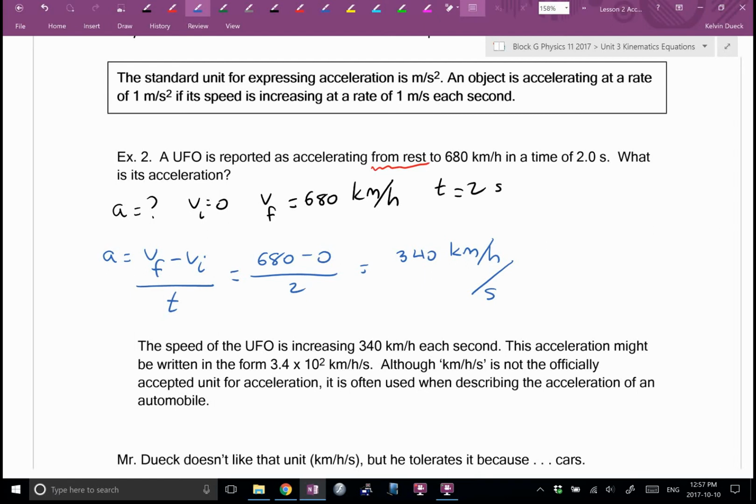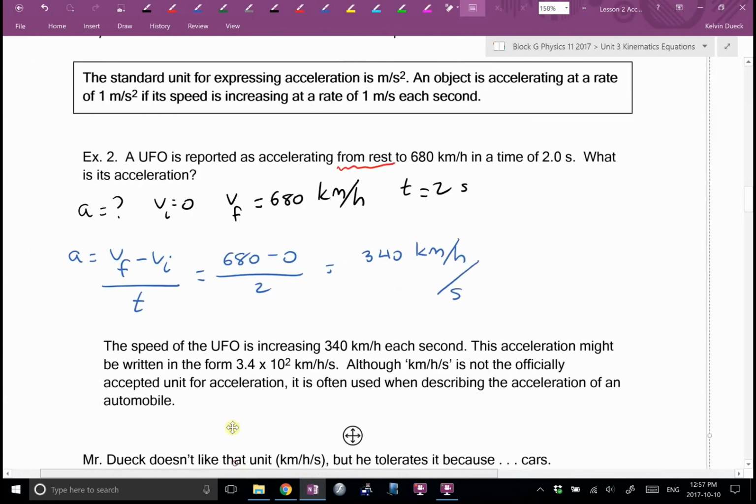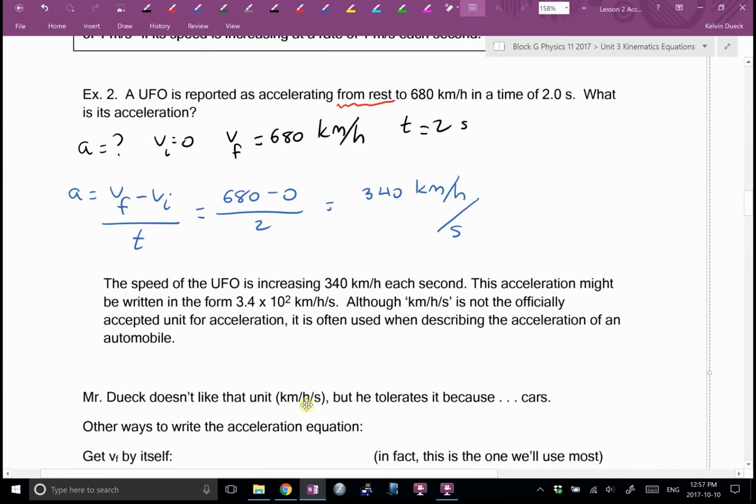Honestly, I wrote here, Mr. Dewitt doesn't like the unit kilometers per hour per second, but I tolerate it, because if you're driving, what speed do you get from your car? Kilometers per hour. And if you're sitting in the passenger seat timing something, you can have some fun calculating accelerations of cars going past you and things like that. You can! And I'm enough of a nerd to do some of that stuff. Anyways, I think there's one or maybe two questions in the homework where you get a speed in kilometers per hour and a time in seconds. Otherwise, I'd convert everything.